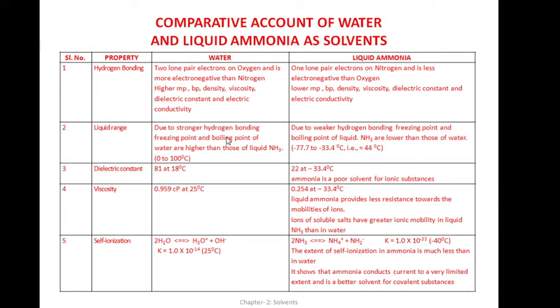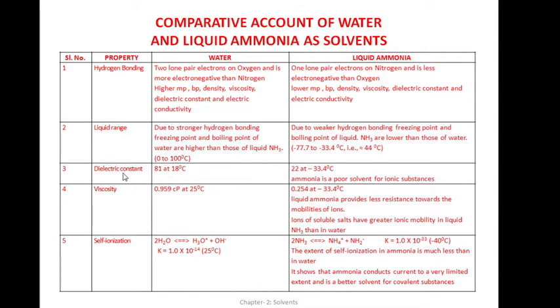Liquid range. Due to strong hydrogen bonding, freezing point and boiling point of water are higher than those of liquid ammonia. It is usually from 0 to 100 degrees. But here the hydrogen bonding is weaker. So freezing point and boiling point in liquid ammonia are lower than those of water. How much is it? It is minus 77.7 to minus 33.4 degrees centigrade. Approximately it is 44 degrees centigrade.